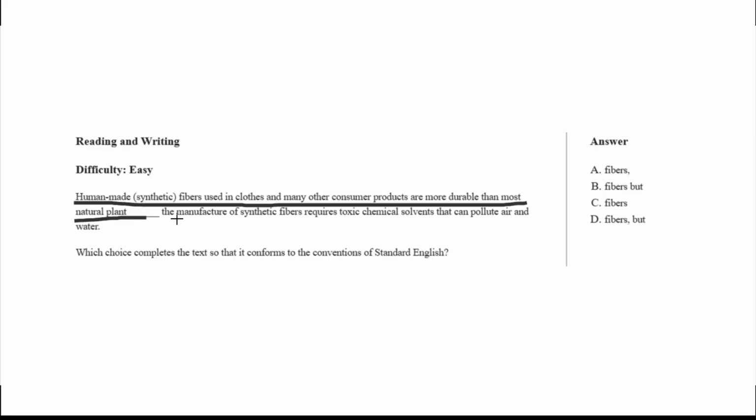The manufacture of synthetic fibers requires toxic chemical solvents that can pollute air and water. Once again, that's also an independent clause, so we're going to need to use FANBOYS since we're connecting this with either a comma or nothing. And we can't connect two independent clauses with nothing because that would definitely be a run-on sentence, just letting you know. So since we're using one of the FANBOYS, "but," we're going to need a comma, so the answer is going to be D.